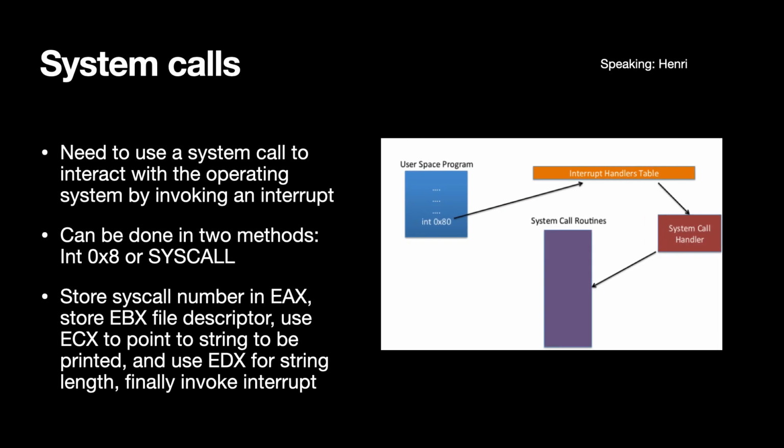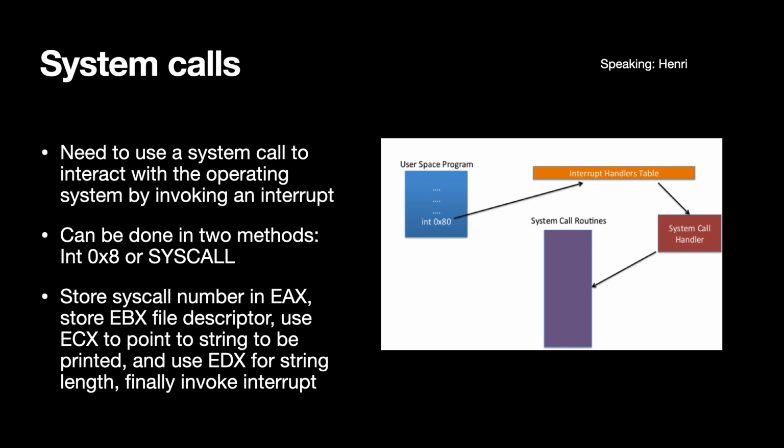The user can use a system call to interact with the operating system by invoking an interrupt. That interrupt will then move to the interrupt handlers table, which then calls the system call handler, which finally invokes the system call routine. There are two ways of invoking a system call. We can use int 0x80 or syscall. To write a system call, we first store our syscall number in EAX.